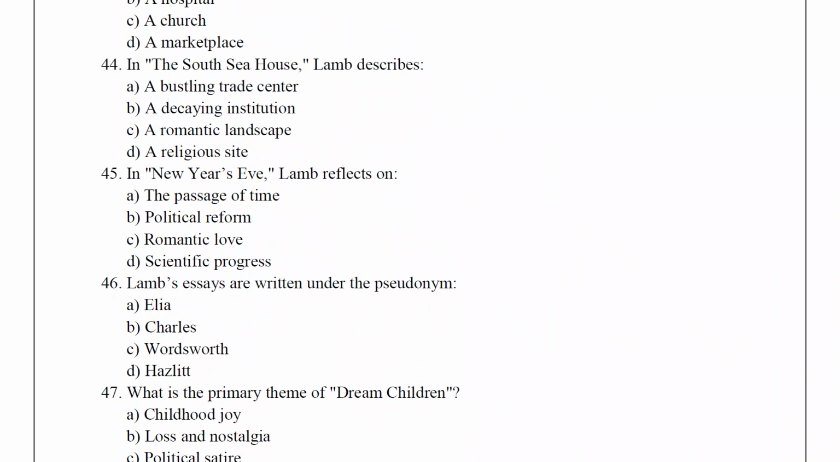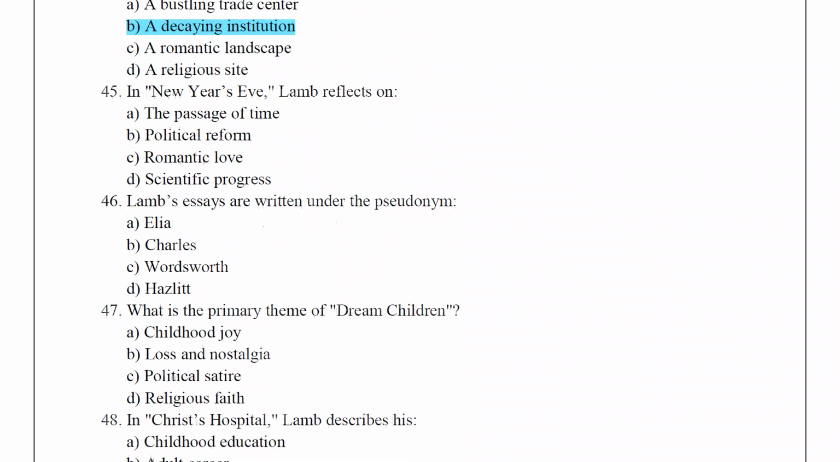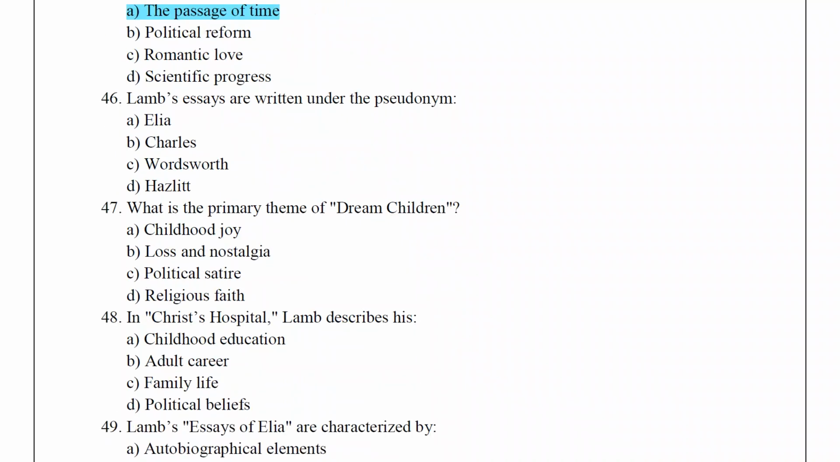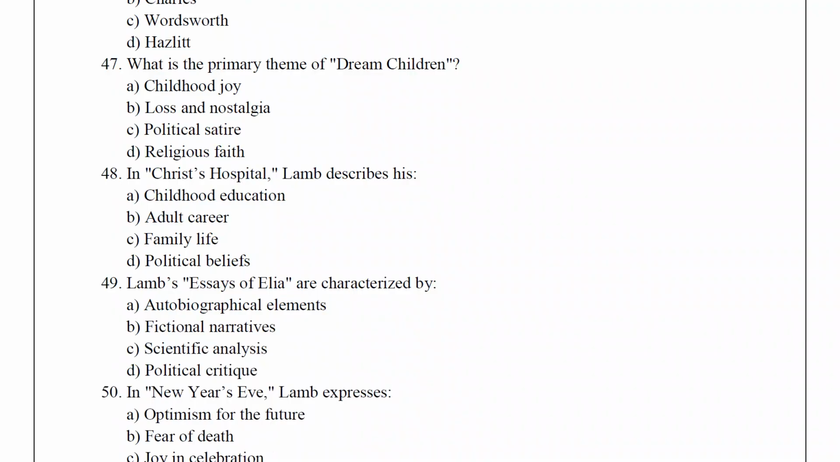In South Sea House, Lamb describes a decaying institution. In New Year's Eve, Lamb reflects on the passage of time. Lamb's essays are written under the pseudonym Elia. What is the primary theme of Dream Children? Loss and nostalgia.